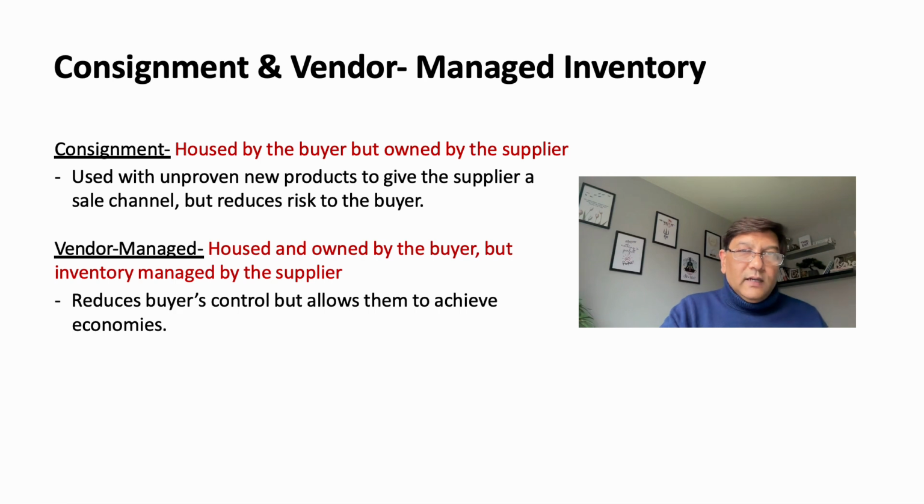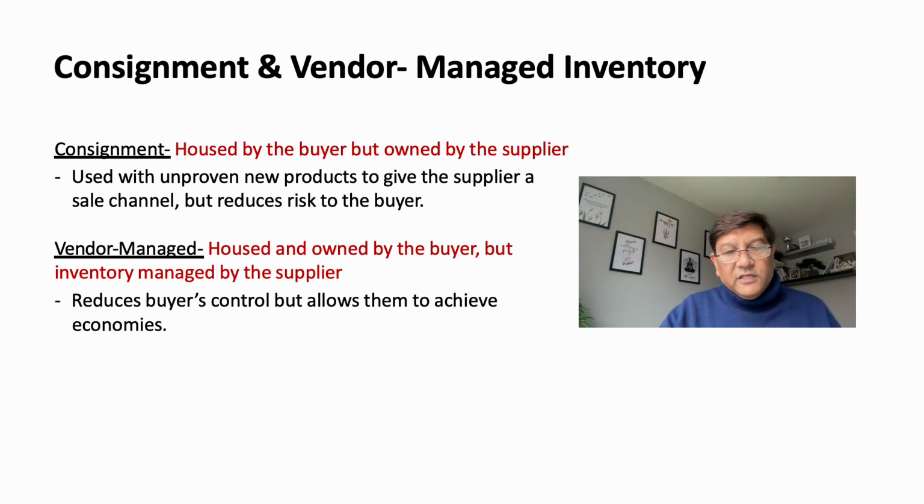Now there are two other different types of inventories as well. That is after we have manufactured something, keeping the inventory at the buyer's place, so whoever our customer is going to keep the inventory. Now there are two different types. One is consignment, which is housed by the buyer. Buyer keeps the inventory, but the supplier still owns the inventory.